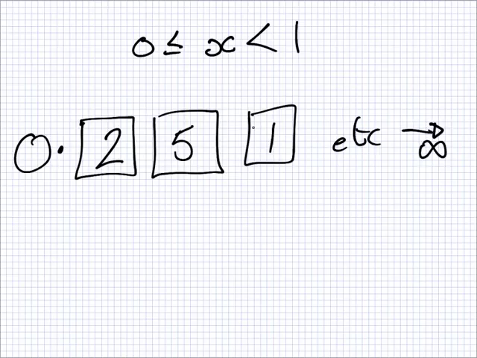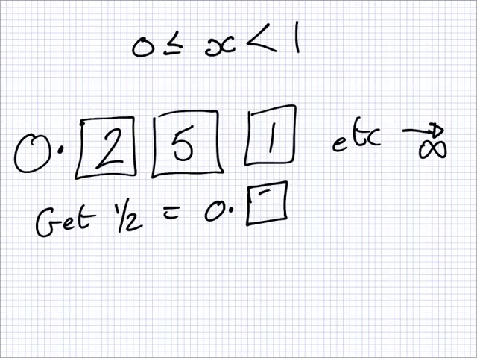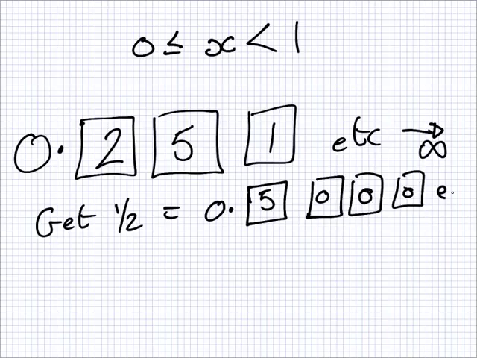Okay? So suppose I ask you, what is the probability that I get the number a half? If I want to get a half, what would the computer need to print out? The first digit? 5. The second digit? 0. Next one? 0. Next one? 0. Etc.